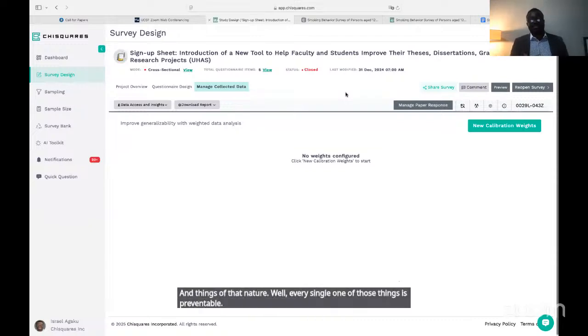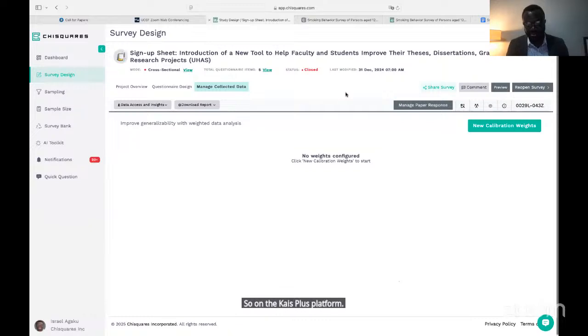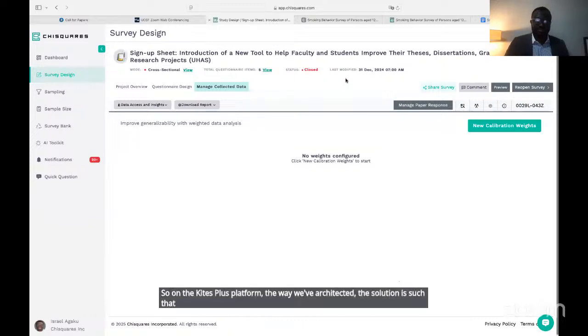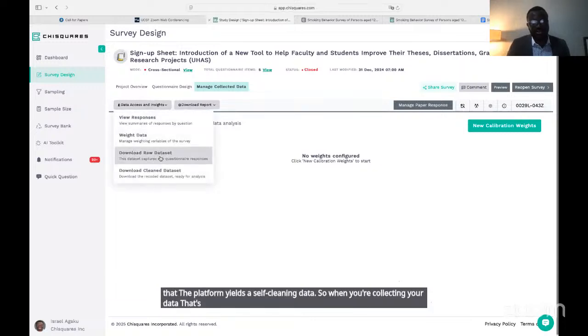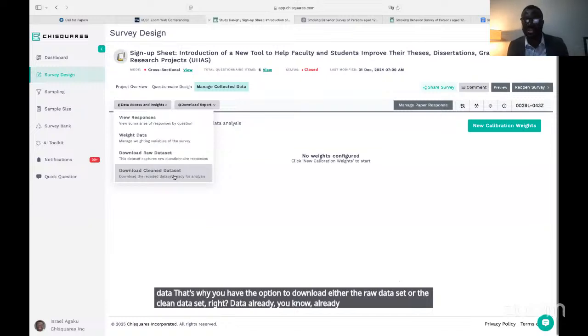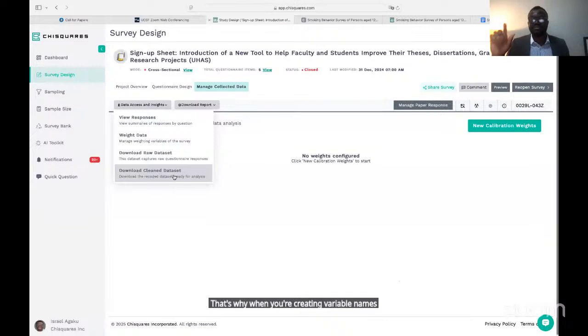So on the Chisquares platform, the way we've architected the solution is such that the platform yields self-cleaning data. When you're collecting your data, you have the option to download either the raw data set or the clean data set, right? The data is already cleaned in the act of collecting it. That's why when you're creating variable names, you have to supply labels. The labels later on become the variable names.